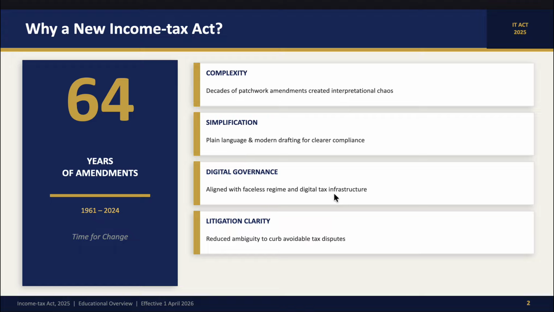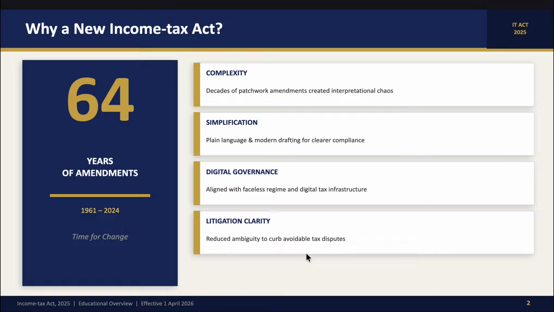My dear friends, this is so important. The 1961 Act was amended more than 1,500 times. Can you imagine? 64 years of amendments, 1,500 times the act has been amended. Sections were inserted, provisos added, explanations multiplied. Over time, complexity increased. The objective of the 2025 Act is simplification, rationalization, modern legislative drafting, alignment with digital governance, and litigation clarity. So, this is a reform of structure, not merely of rates. Rates haven't changed at all from 1961 to 2026. They haven't changed any rate.